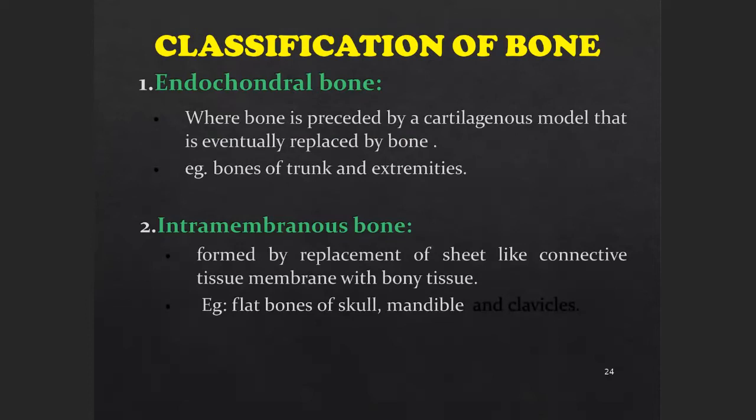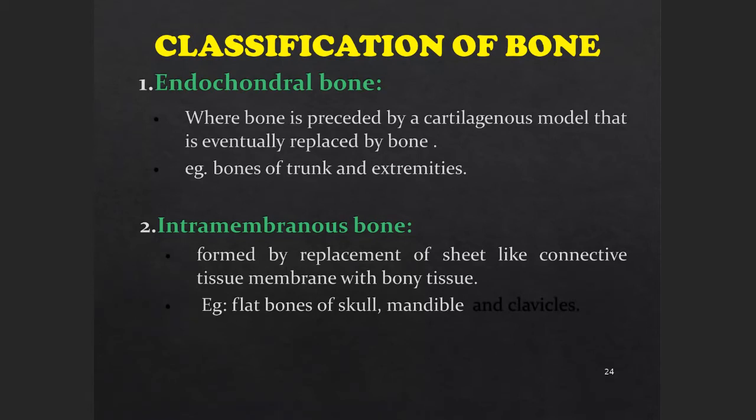Now, classification of bone. Endochondral bone and intramembranous bone. Now remember the term again. Endochondral. It has something related to chondral, and we have just read chondral where it applies to cartilage. So endochondral bone formation, basically when bone is formed from the cartilage, that is your endochondral bone formation.